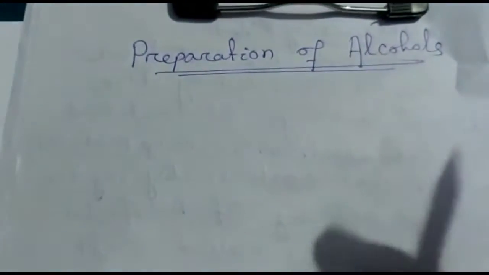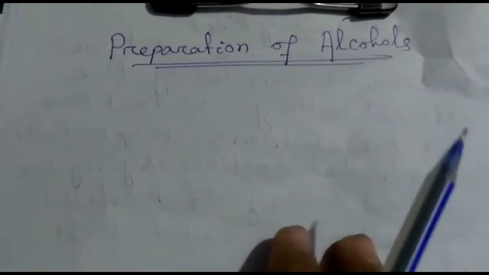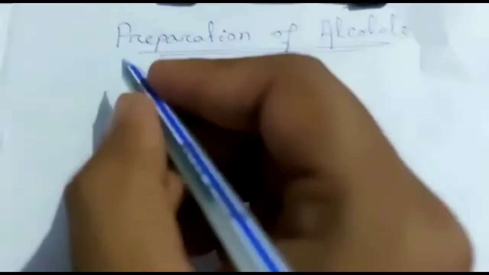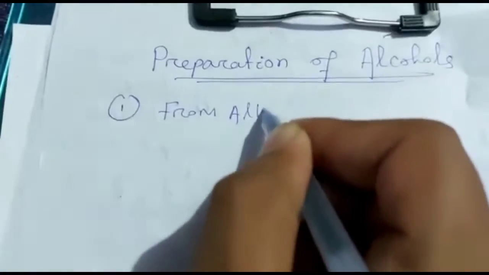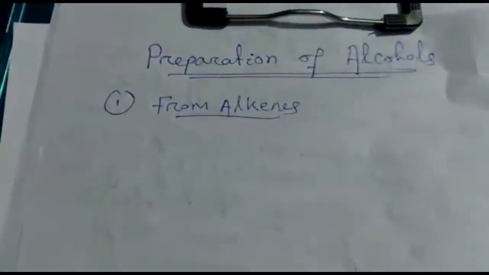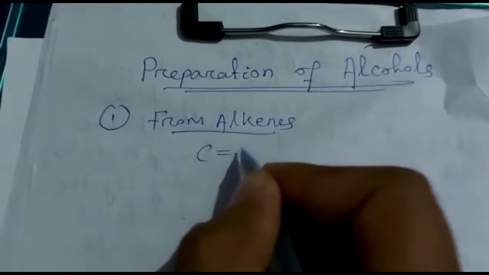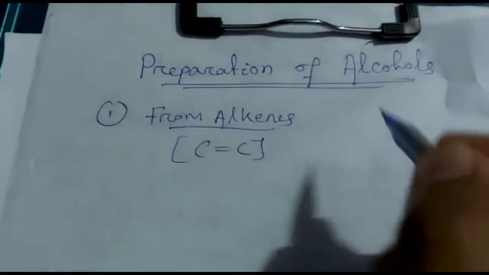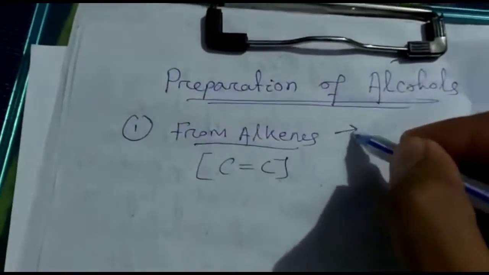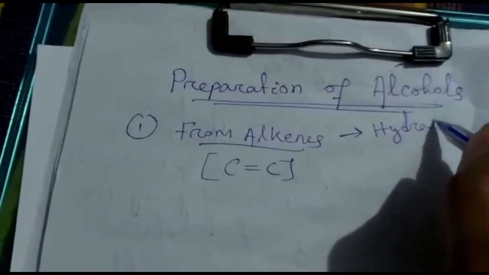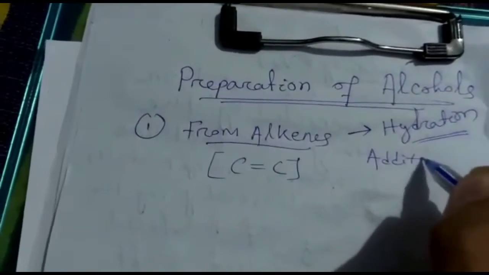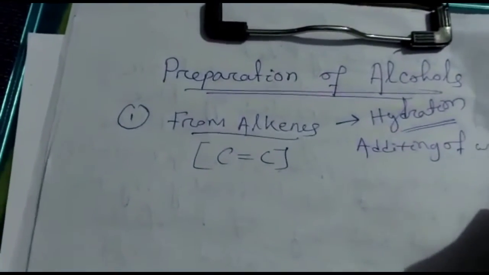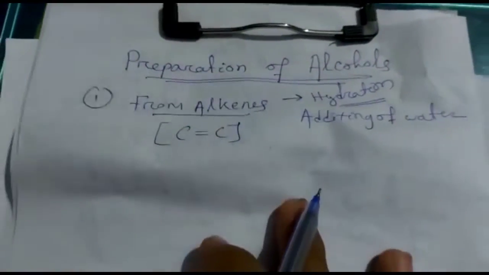Now we will start the preparation of alcohol. In the last videos we have already covered the IUPAC nomenclature and the classification of alcohols. First, preparation from alkenes. Alkene means there must be one double bond present between carbon and carbon. This reaction is known as hydration reaction also. Hydration means adding of water. This one is known as hydration reaction.